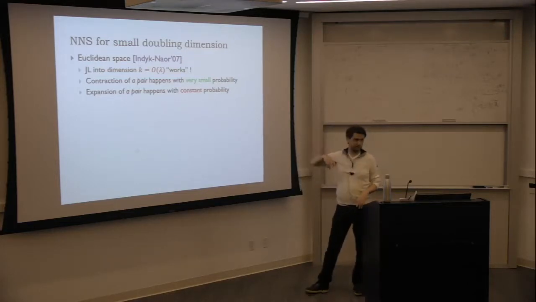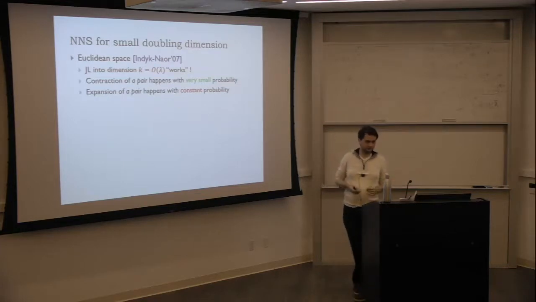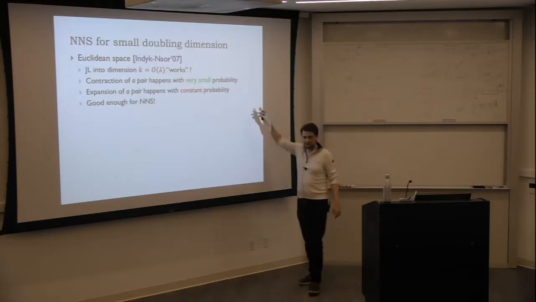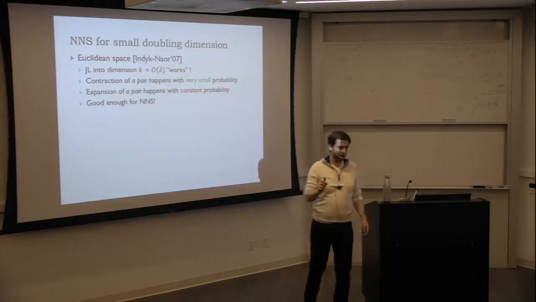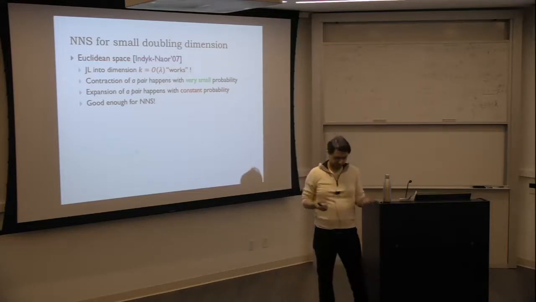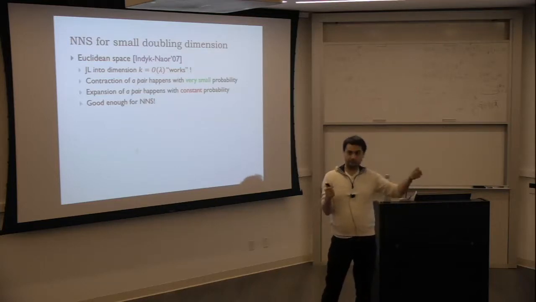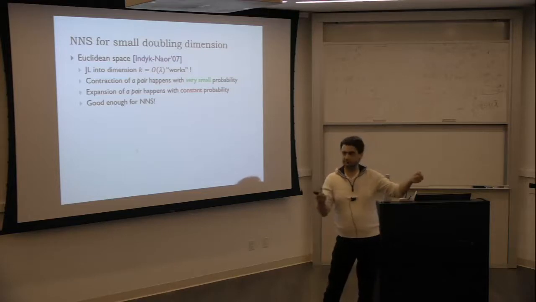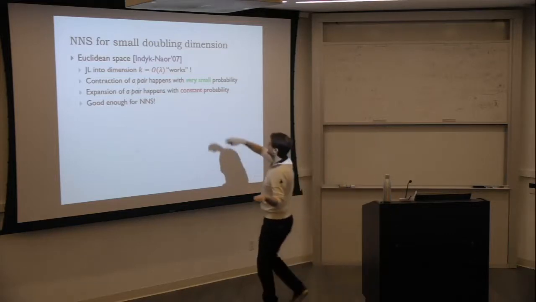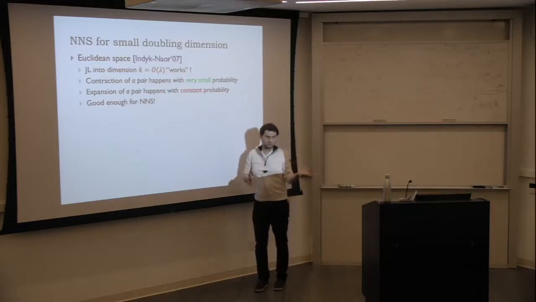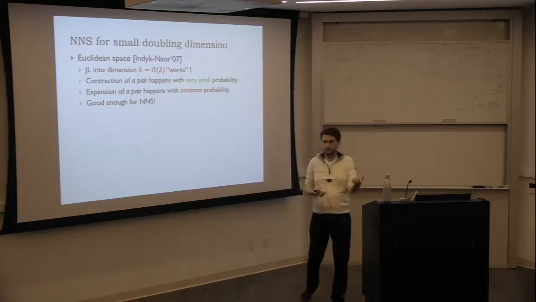Here we have an asymmetric thing, where contraction still happens with very small probability, but expansion can happen with some non-trivial probability. But it turns out that this kind of asymmetric guarantee is precisely good enough for nearest neighbor search. Because what we want to guarantee is that we have a query point, there is a neighbor, right? We want that for that neighbor, the distance under this dimension reduction doesn't suddenly increase a lot. And it's only one point, so it is okay that the expansion happens only with constant probability, right? Because there is one point to care for.